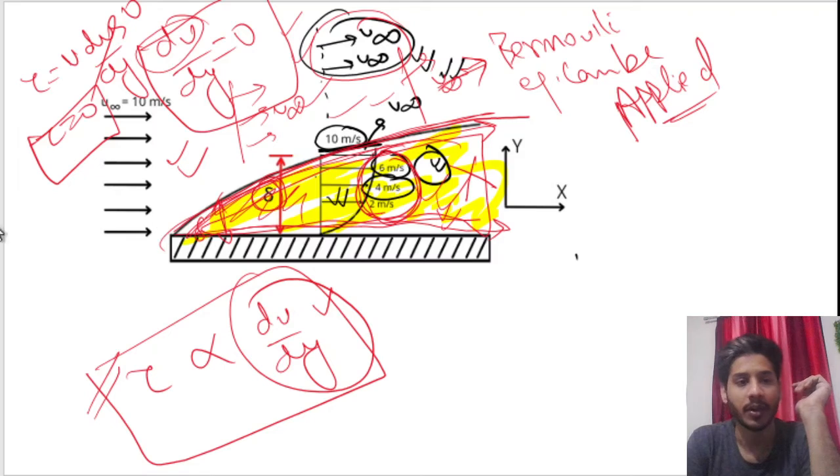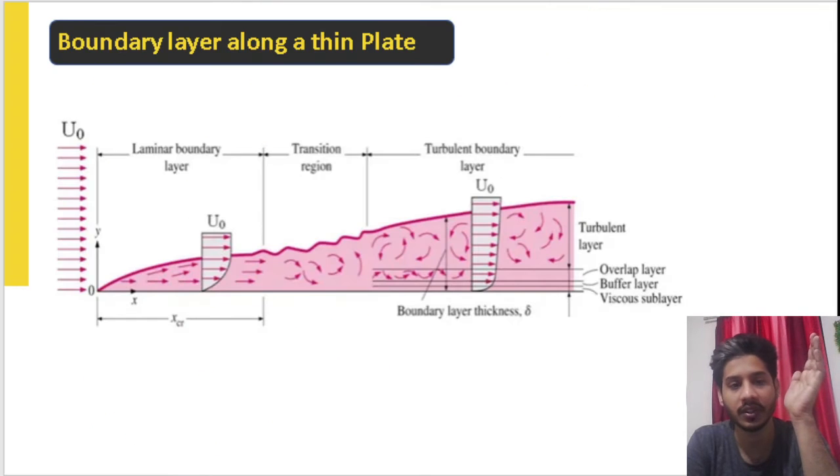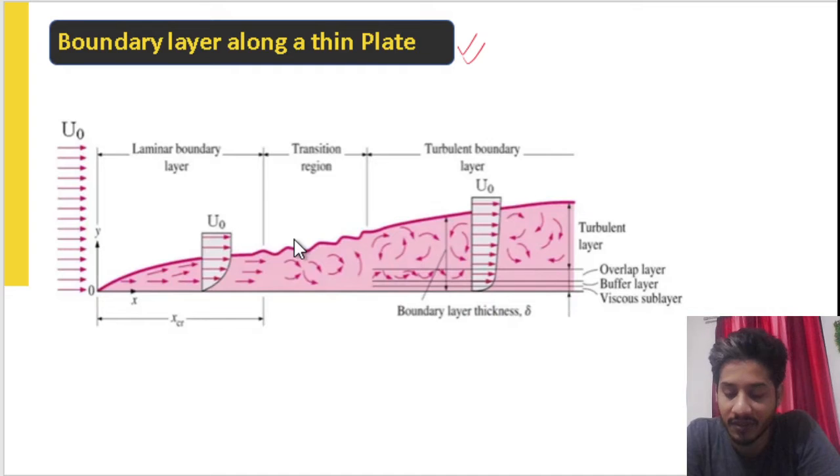But if we consider a long plate, there are various regions which we have divided. You can see the boundary layer along a thin plate. But here also the concept of laminar and turbulent flow comes into the picture. This is the leading edge, the starting of the boundary layer. This is the trailing edge, the end of the boundary layer.